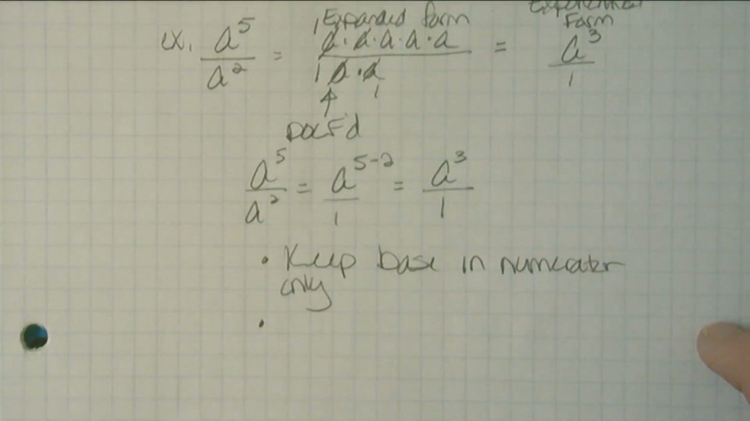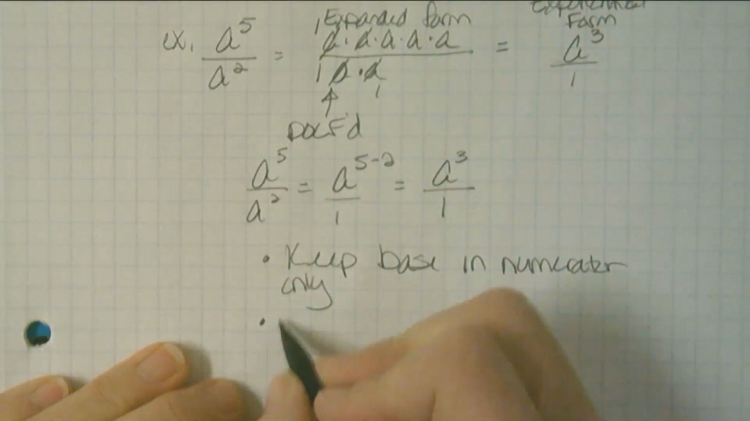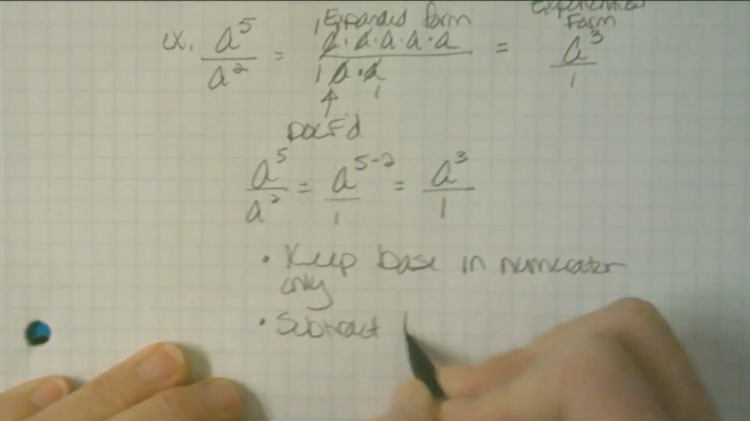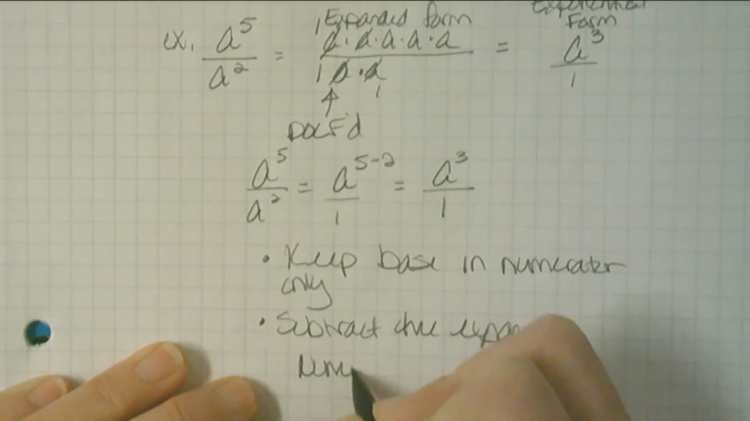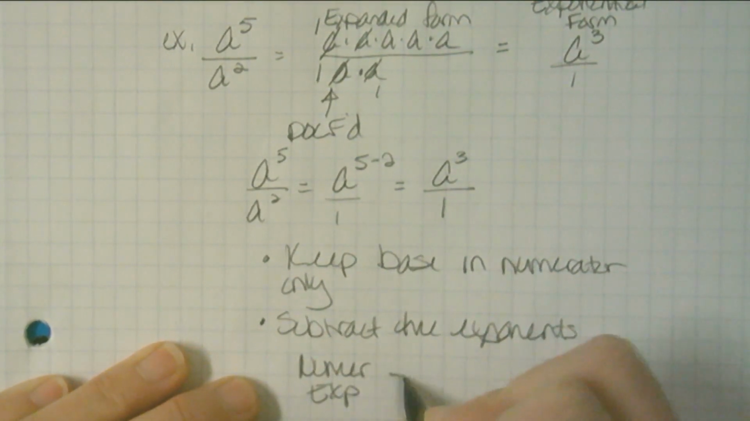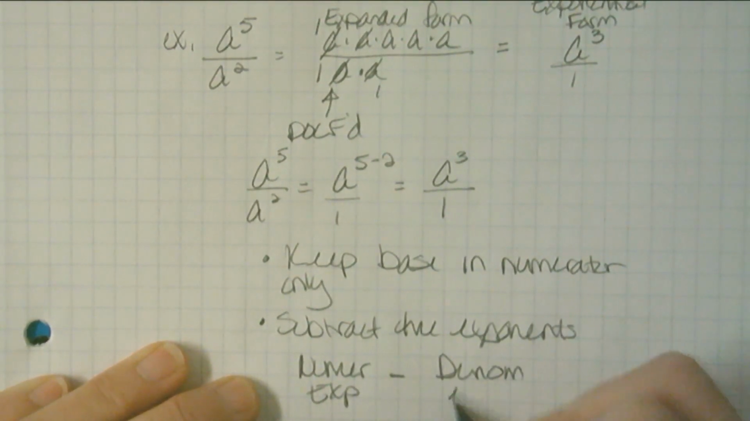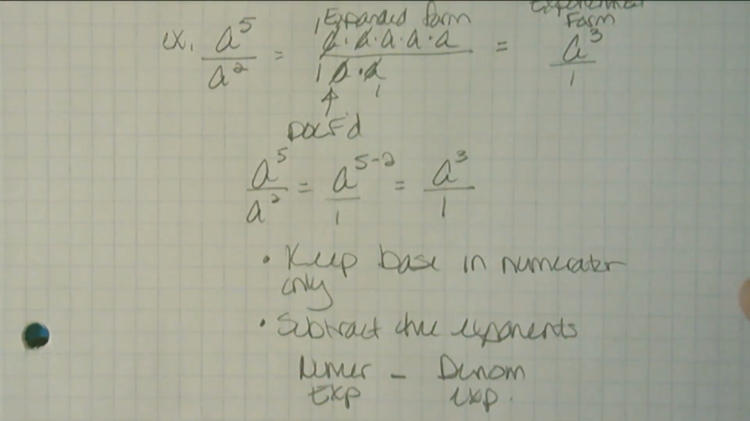All right, so we keep the base in the numerator only, and then we subtract the exponents. And it's always going to be your numerator exponent minus your denominator exponent. It's not going to be the bigger minus the smaller every time. For tonight's homework, the numerator exponent will always be bigger, but that won't always be the case. So on Friday, we will do different ones where the numerator one's not always the biggest. So it's your numerator exponent minus your denominator exponent.